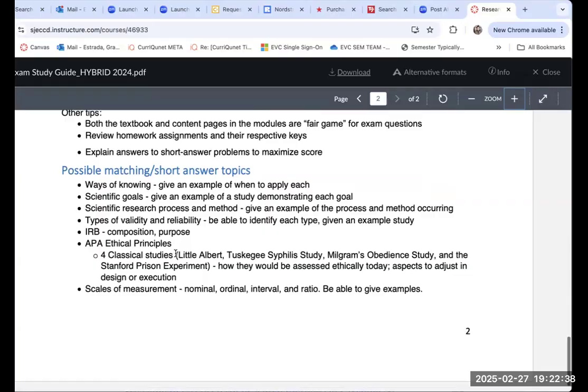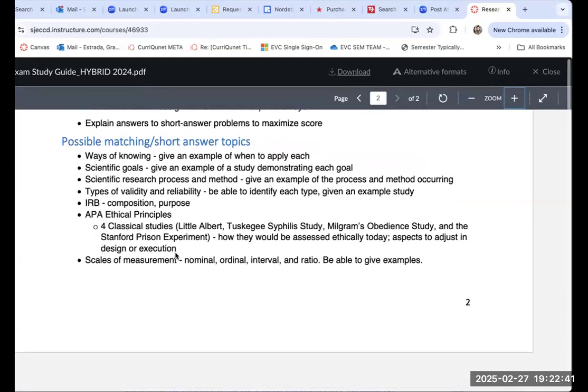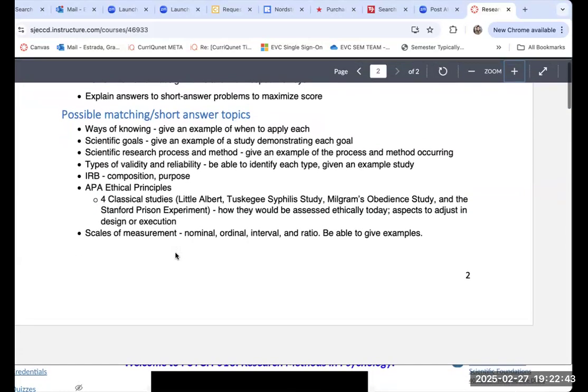So make sure you take the time to answer all the short answer, especially if you do it the second time around, right? Possible matching short answer topics, ways of knowing. That would be easy matching, right? Also, if it's a short answer question, be able to give an example of it, or maybe compare what's the difference between knowing through authority and knowing through empiricism, right? Scientific goal, again, be able to give an example of a study demonstrating each goal. So think about that. What if I said I want to do a study with the goal of explanation.